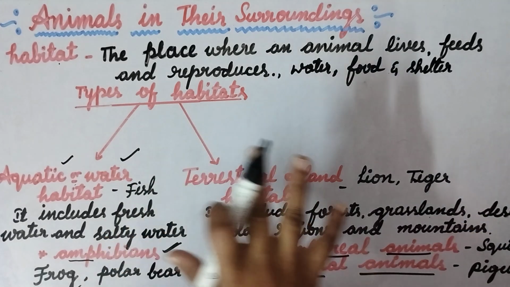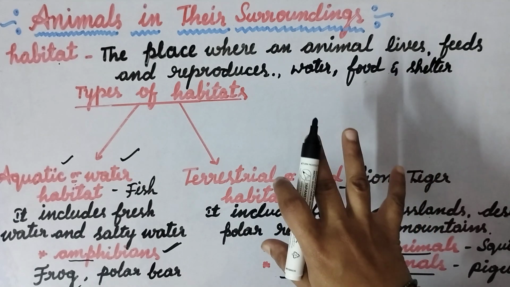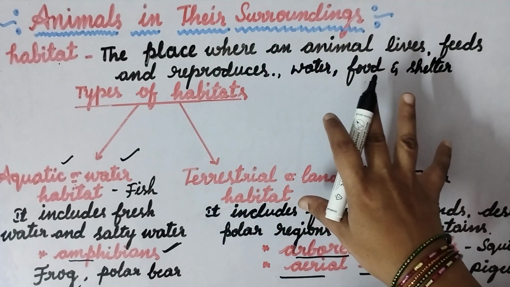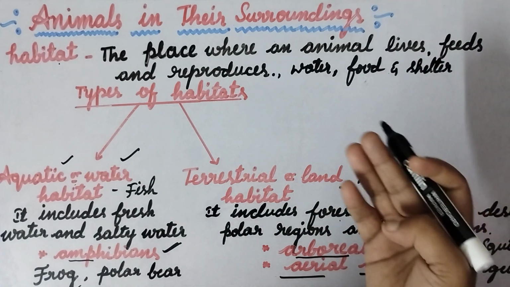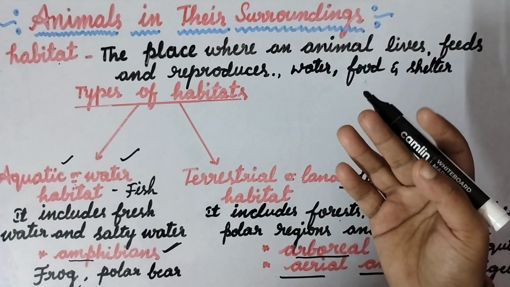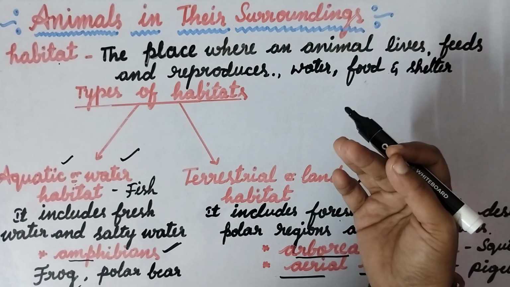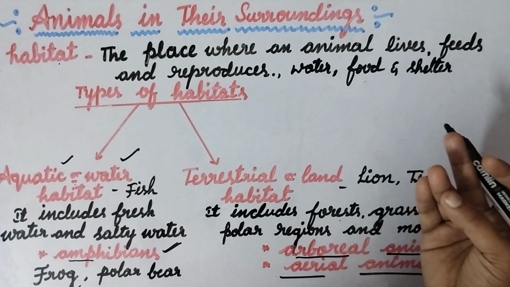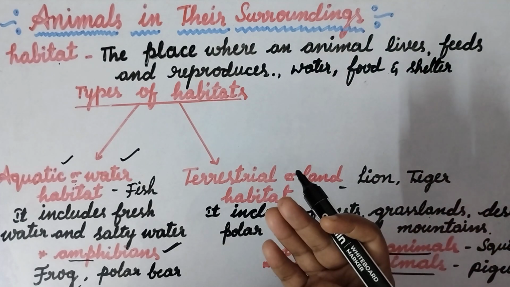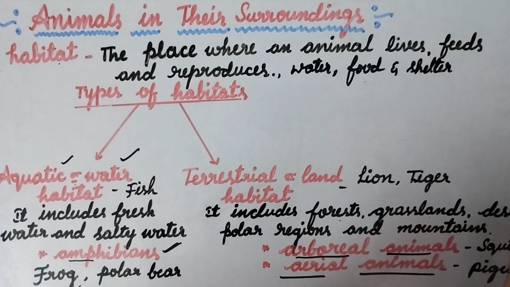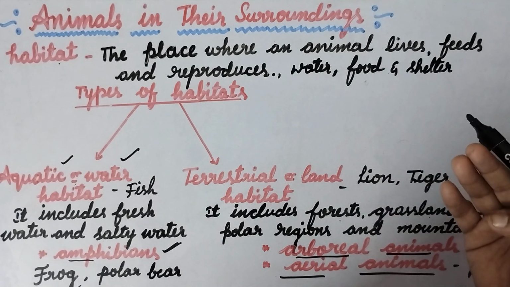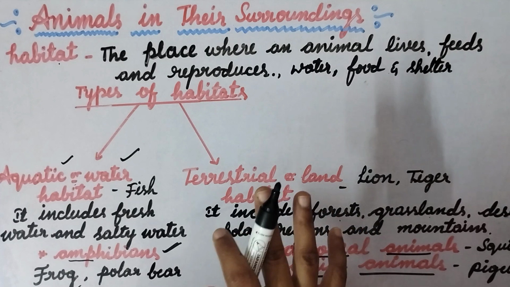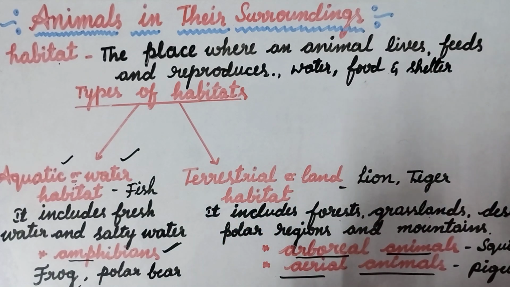So this is a small introduction about the animals in their surroundings. Here we learned mainly three things: habitat and types of habitats, then examples and definitions of the aquatic habitat as well as the terrestrial habitat, and then examples for amphibians, arboreal animals and aerial animals. This is the brief introduction to the chapter.